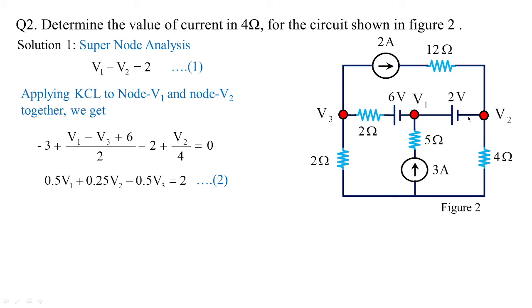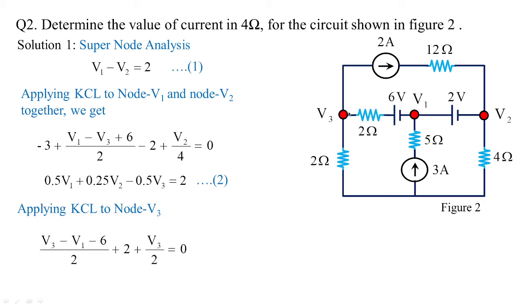Now once we are done with supernodes, that is V1 minus V2 equal to 2, and the other parameters which are connected to V1 and V2, let us go with node 3. So applying KCL at node 3. Here I have branches connected to node 3, which is V3 by 2. Then you have V3 minus V1 minus 6 by 2. And 2 amperes is outgoing, that is why it is positive.